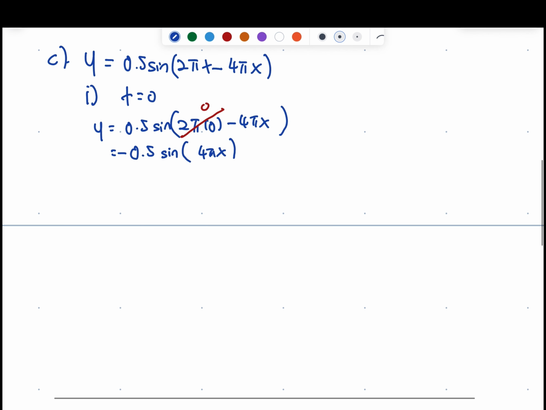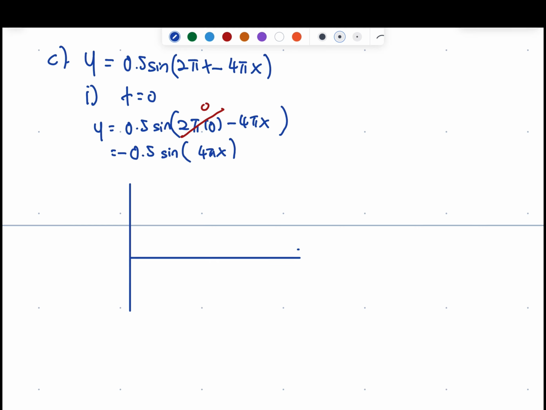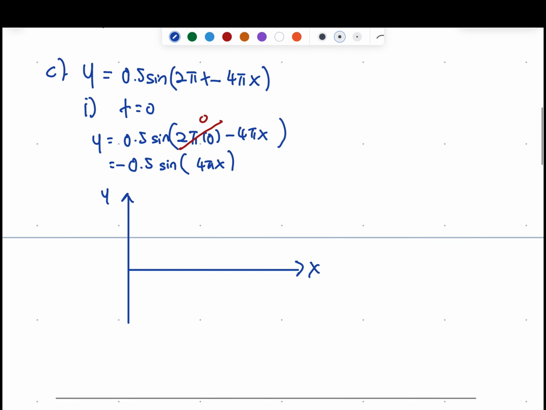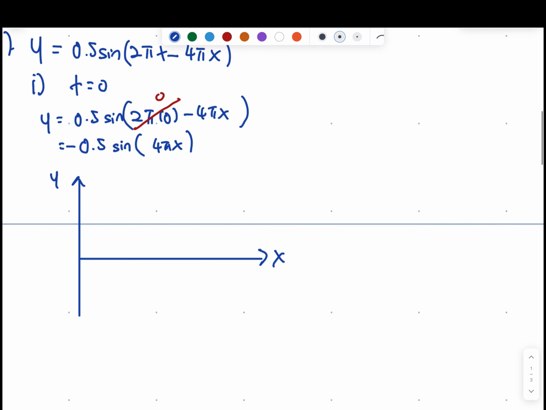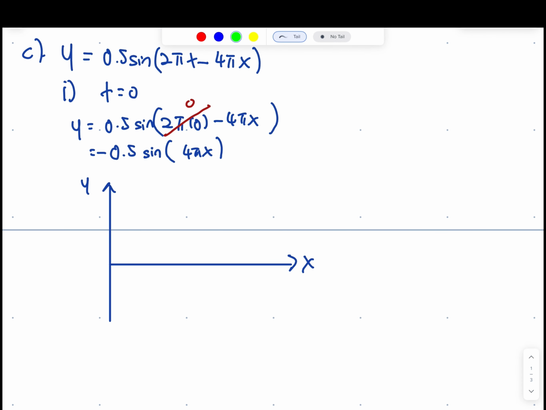So if I want to sketch the graph, my graph will be something like this. This is y against x. Previously this was y against t. So this is y against x. My x is under the function of sin, but there's a negative here. So if it's sin negative, that means it starts from the negative side. This is how my graph looks like.